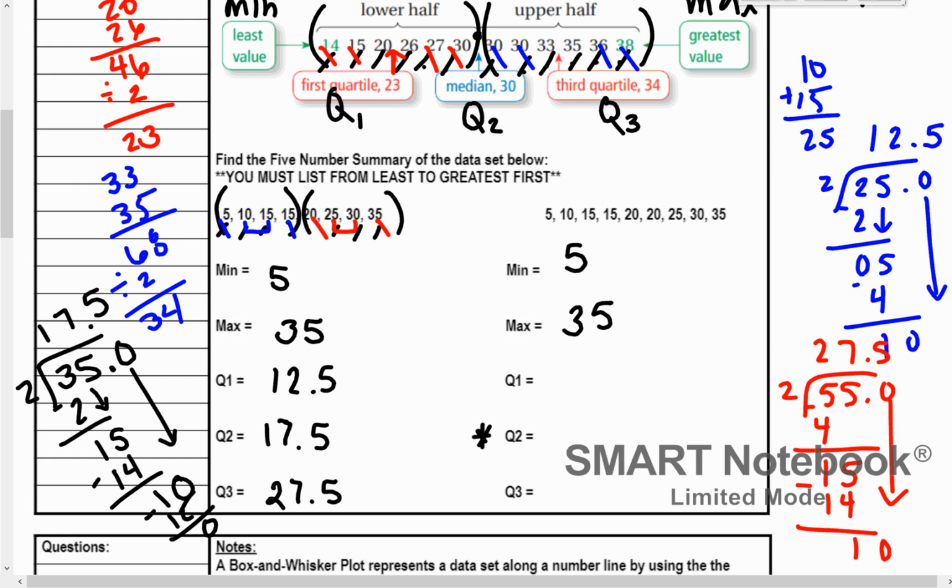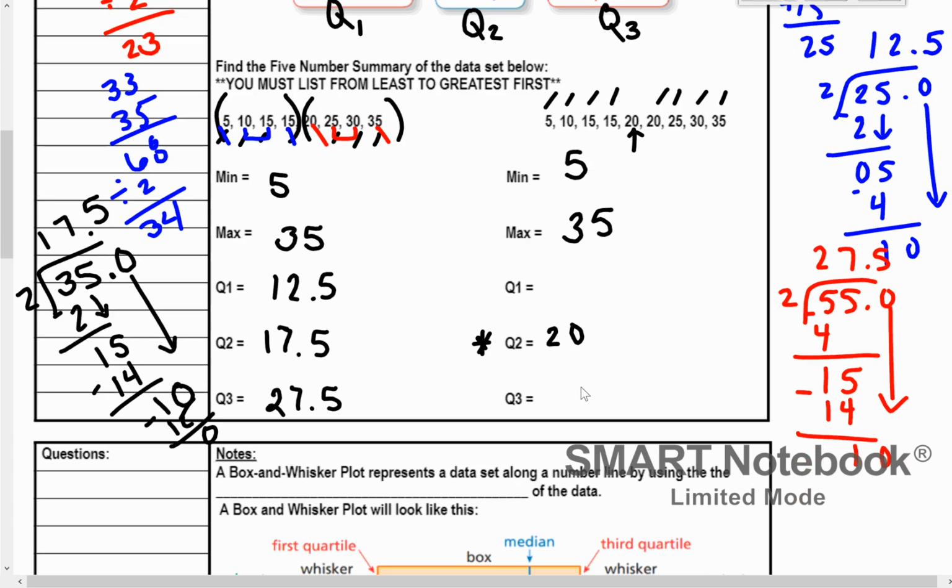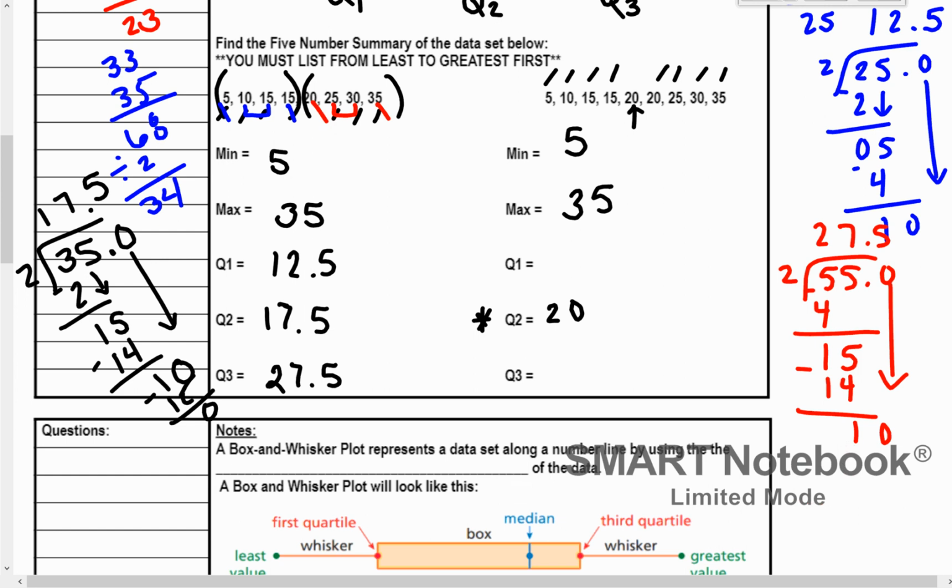Next we find our Q2, so we cross off the same number on each side till we're left with 1 or 2 in the middle. In this case we're left with 1, so our Q2 is just 20. Now when we have one number in the middle, we don't include it in either group, and we do the same process.